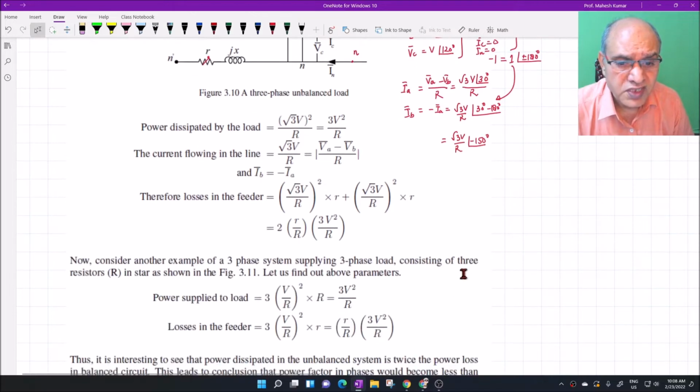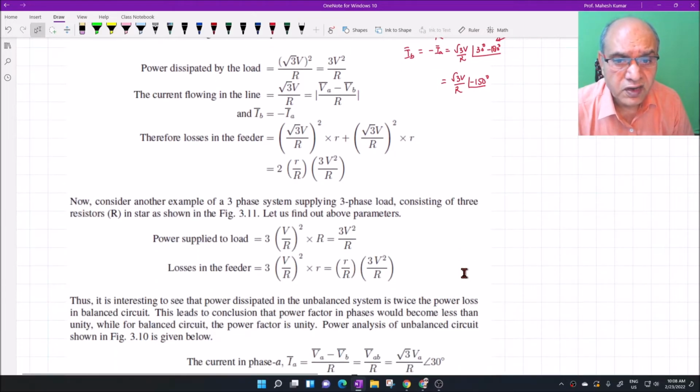Now the losses in the feeder will be the current squared in each phase times small r. Small r is the resistance of the feeder, or transmission line, or distribution line. This is a capital R. This is the load, but this is the resistance of the feeder or distribution line.